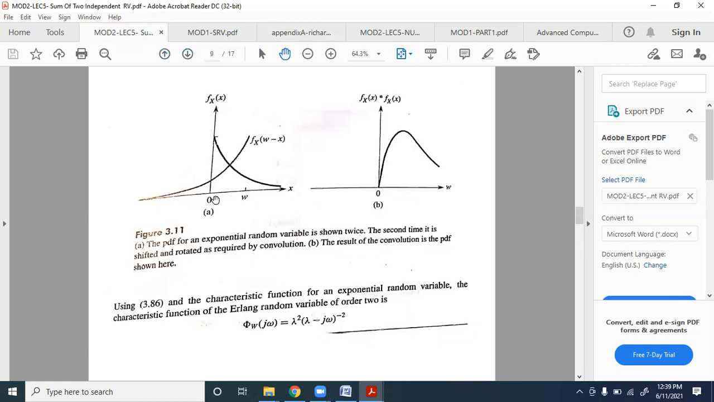This just gives us the PDF for x. This is the PDF for the y, that is w minus x, and the convolution of that will turn out to be this function. Okay, and we have written over here the characteristic function lambda squared into lambda minus j omega to the power of minus 2.